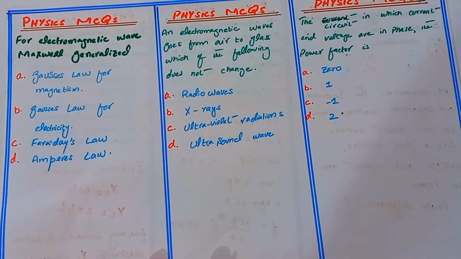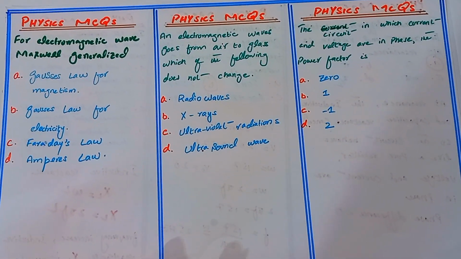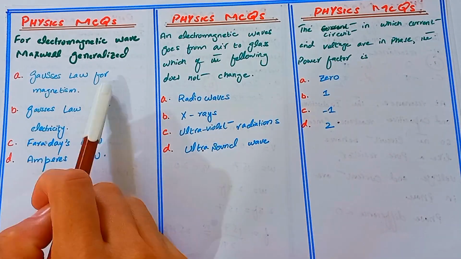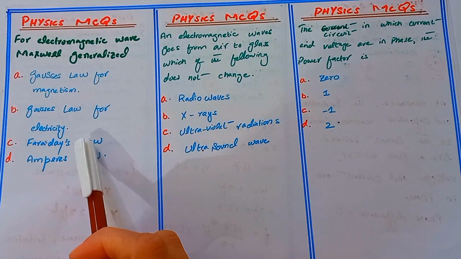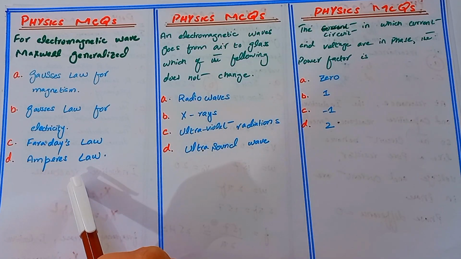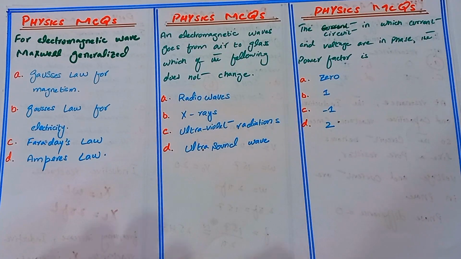Okay, now we discuss the last three MCQs that are related to the AC circuit, that is, electromagnetic wave. Maxwell generalized Gauss's law for magnetism, Gauss's law for electricity, Faraday's law, and Ampere's law. So we know that Maxwell changed the equation, that is, the Ampere law. He added the displacement current into the Ampere formula for completing the set of the Maxwell equations.